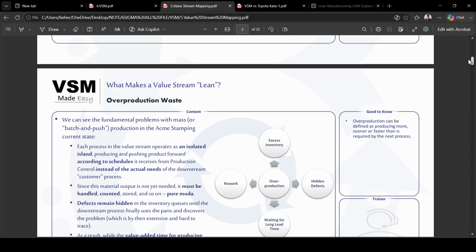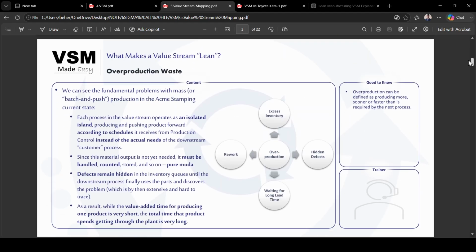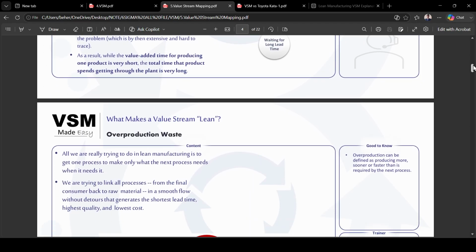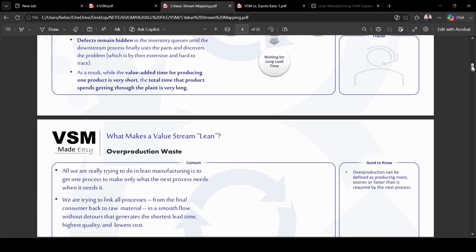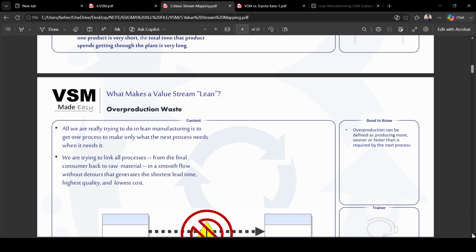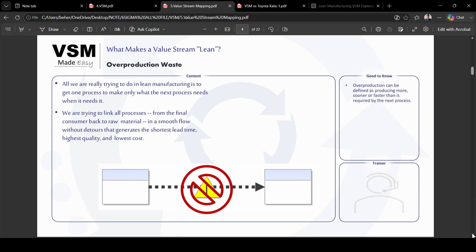This is my slide two, and this is my overproduction waste. So value stream overproduction waste. So how to remove? Then you can understand this. Then this is what makes a value stream in Lean. What makes a value stream in Lean?